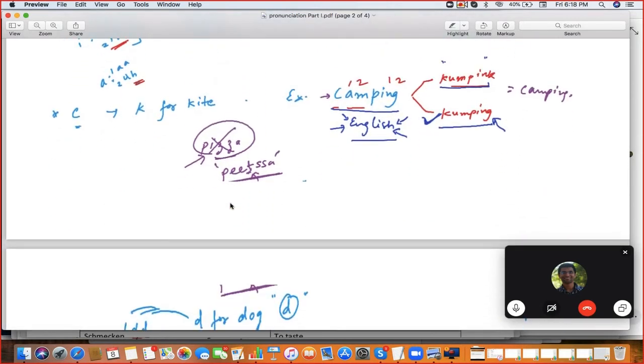Next is C. C is having the K sound. Speak this example: Camping. It's an English word, you can call it camping.